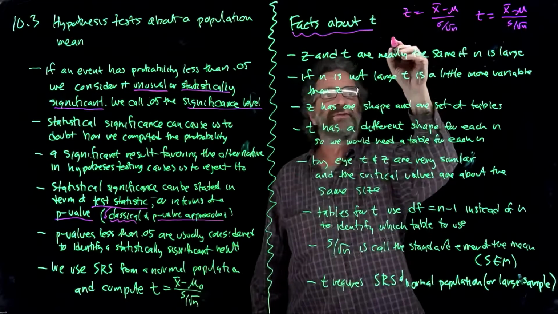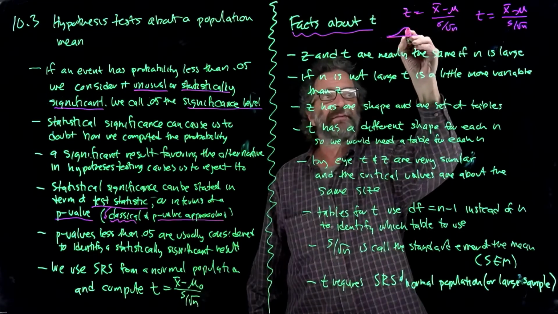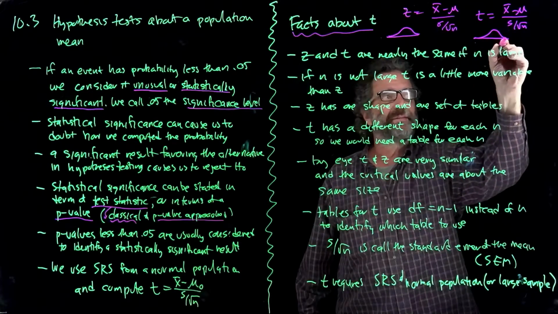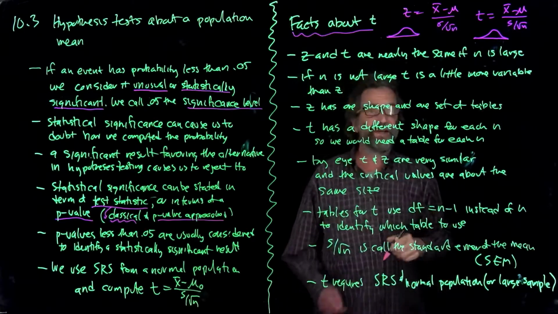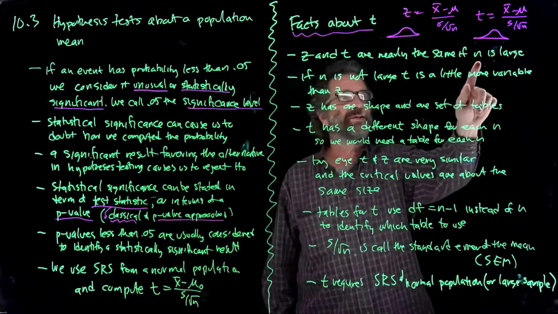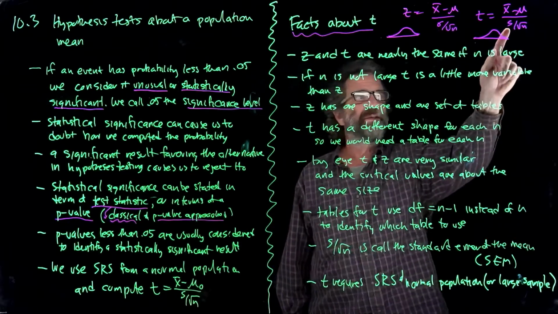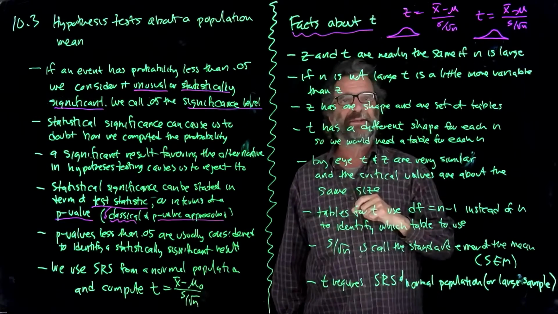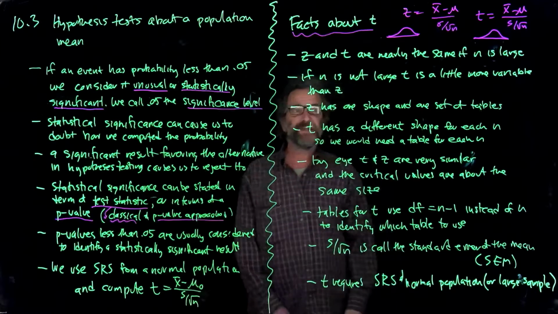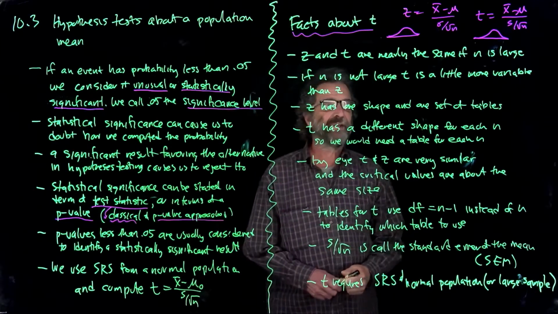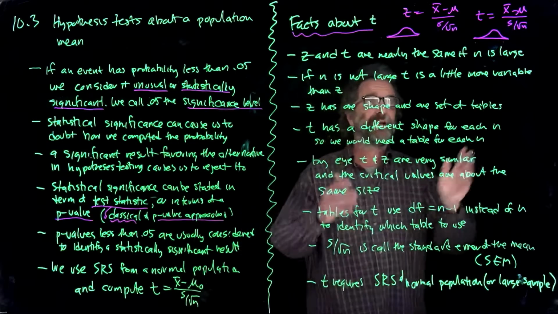So we know a z gives you a density curve that we've been drawing forever, and t gives you a density curve too, which looks almost the same. And if n is large, it's really, really the same. So z and t are nearly the same if n is large, and the reason for that basically is that the sample standard deviation will be really close to sigma, so you're really computing just about the same quantity. If n is not large, t is a little more variable than z. So that means it's a little more spread out.